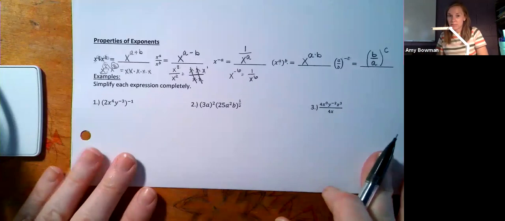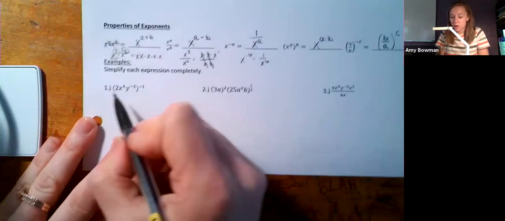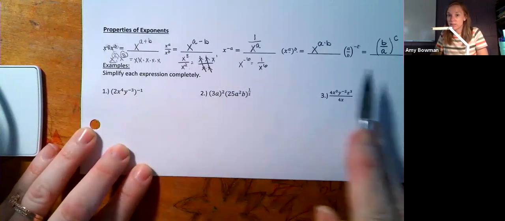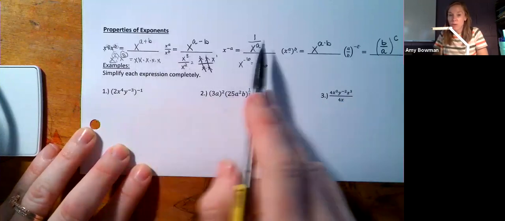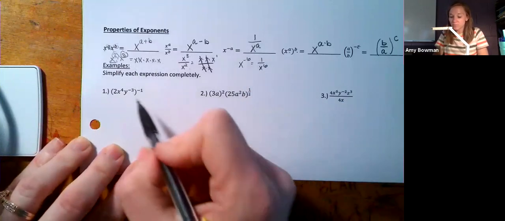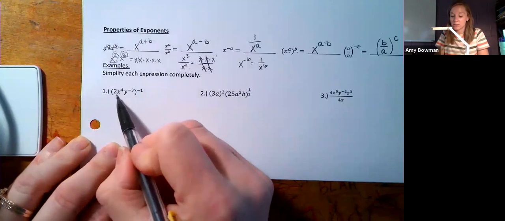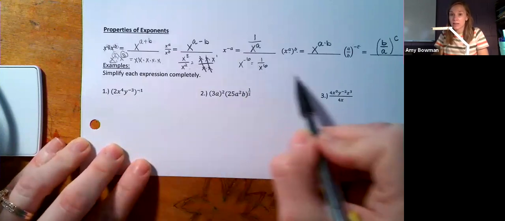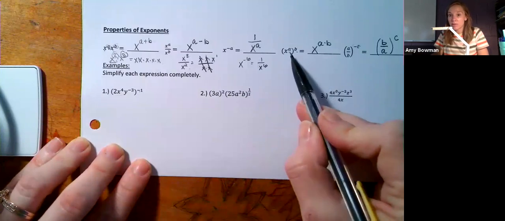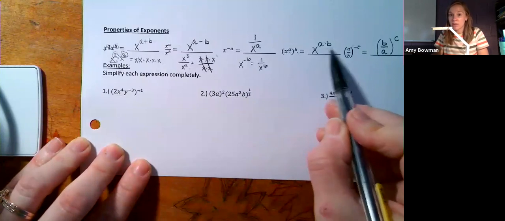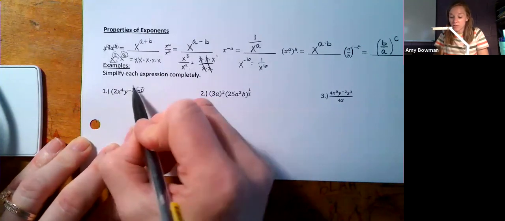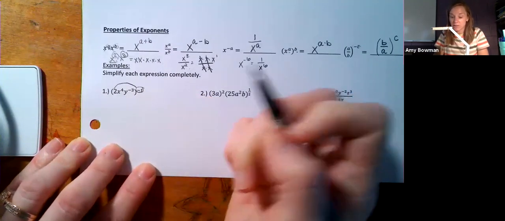Okay, 3 examples. So right here I've got a whole bunch of stuff. Obviously these are way more complicated looking than our properties, but we're going to apply multiple properties in every single problem. So the first thing I have here is a bunch of stuff being raised to the negative 1. So I'm going to apply this property, something being raised to a power, I multiply the powers. But I have multiple things being raised to this power. So I'm going to raise every single thing to the negative 1.